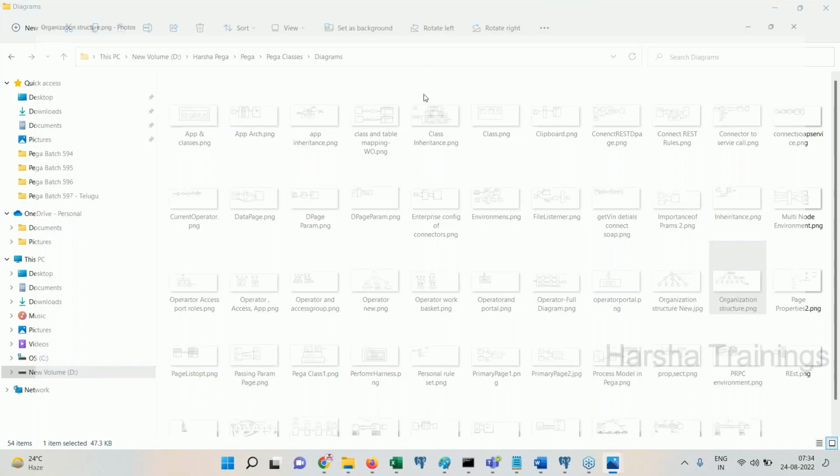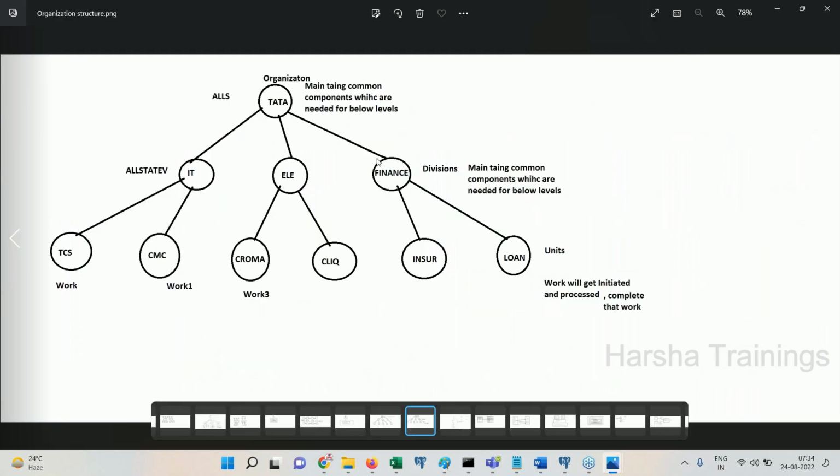So we have three levels, right? Organization, division, unit. Now let's compare with abstract and concrete. I already told you, unit is the one where your business transactions will get initialized. So then what do you think? Is unit an abstract level or concrete? Unit is concrete.